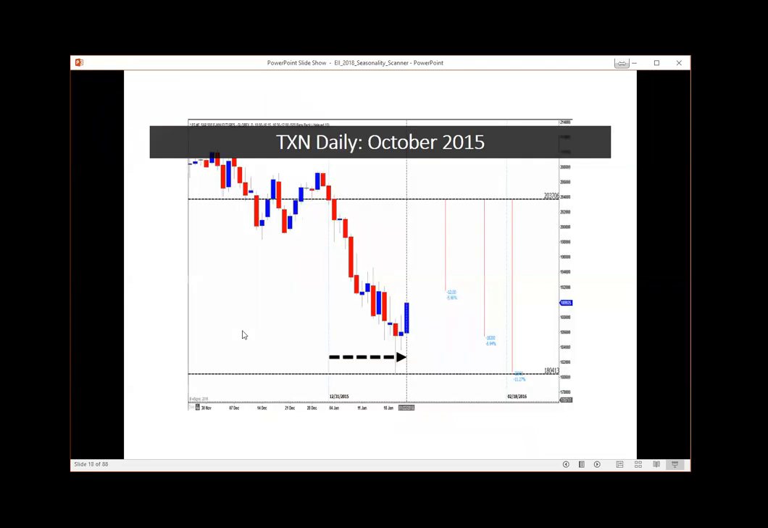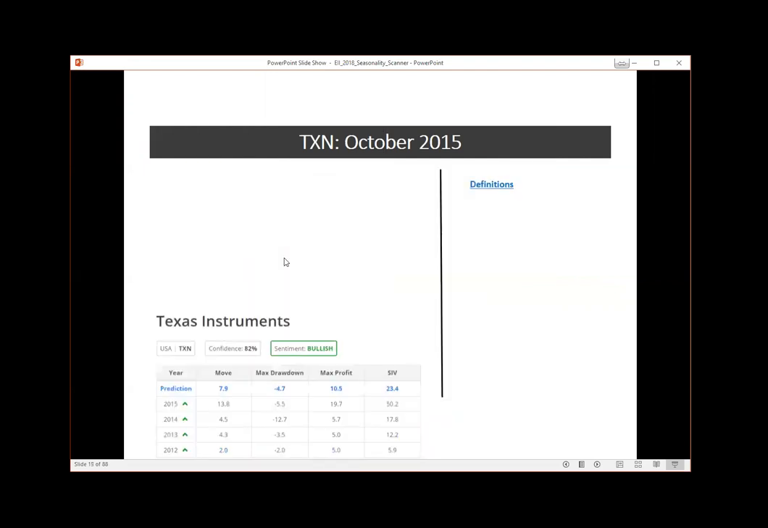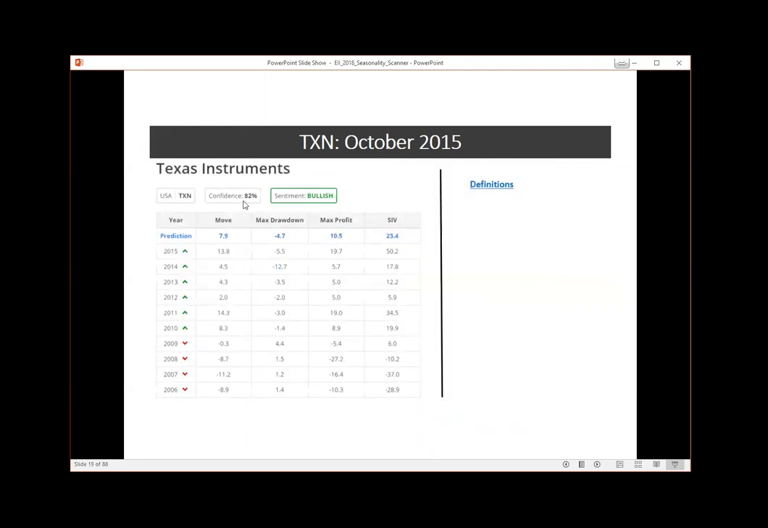Now, here's Texas Instruments here. This title's wrong. That's actually the E-mini right there, not Texas Instruments, okay? Here's Texas Instruments here. This is October 2015. This is 82% right there. And you could see here, this is 82% with the SIV value above 10. That's exactly what we're looking for.